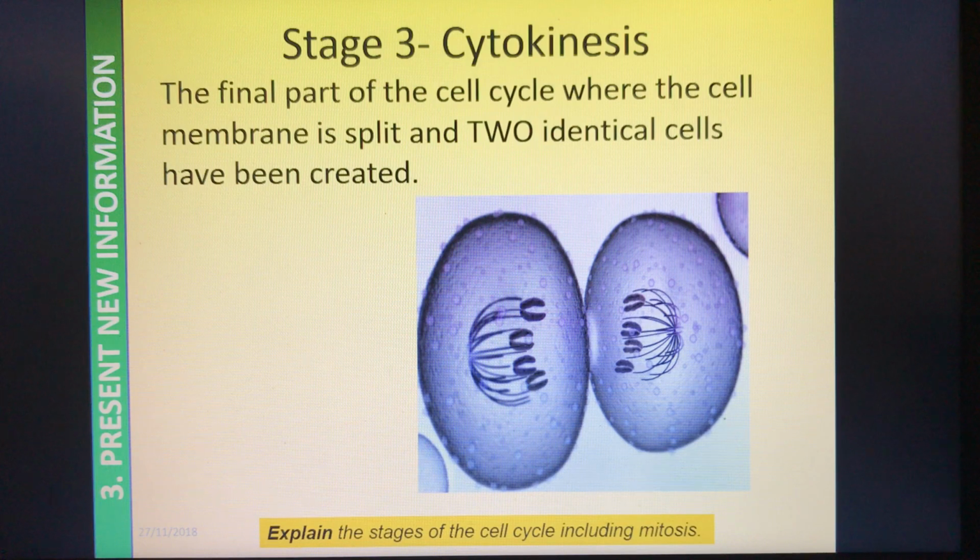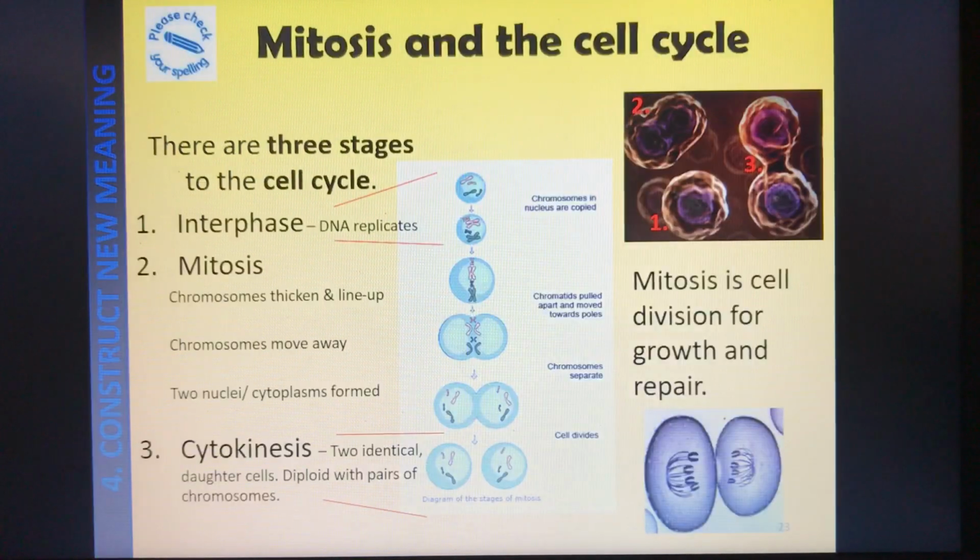Stage 3 is cytokinesis, the final part of the cell cycle, where the cell membrane finally splits and two identical cells have been created. They're identical to each other, they're identical to the original cell that they came from. Cytokinesis, the third stage. So going from the previous one with mitosis, where they end up with two separate cytoplasms, here we've actually got two separate cells, so the cell membrane is finally split.